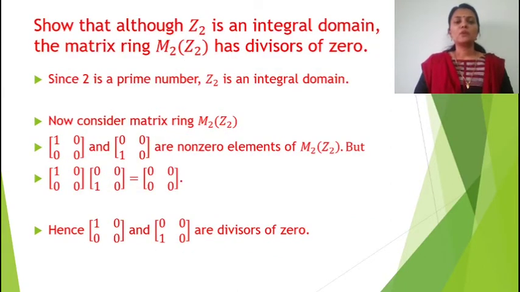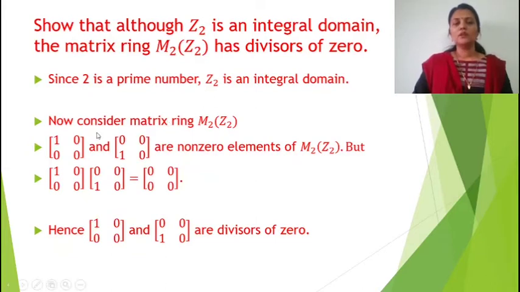Now the next problem. Show that although Z2 is an integral domain, the matrix ring M2(Z2) has divisors of 0. Since 2 is a prime number, Z2 is an integral domain by our last corollary: Zp is an integral domain.